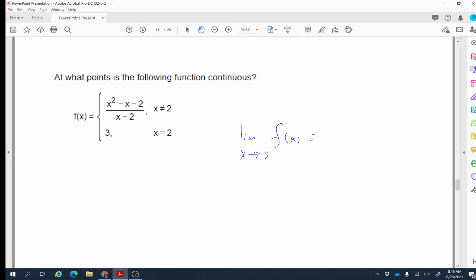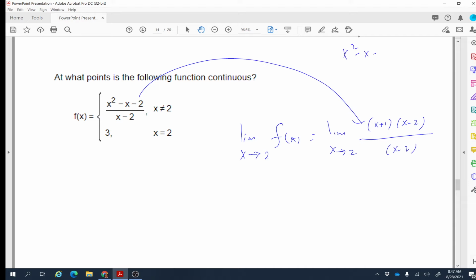So for the limit of the function, we are going to use this value when x approaches 2. For finding the limit, we need to find the factors of the numerator, which are x minus 1 and x plus 1 and x minus 2, and on the denominator there is x minus 2. So x squared minus x minus 2 can be written as x plus 1 times x minus 2. So we can cancel this.